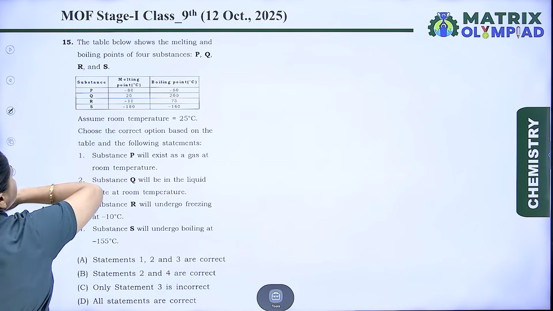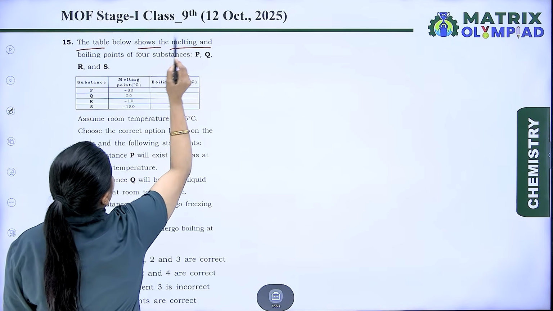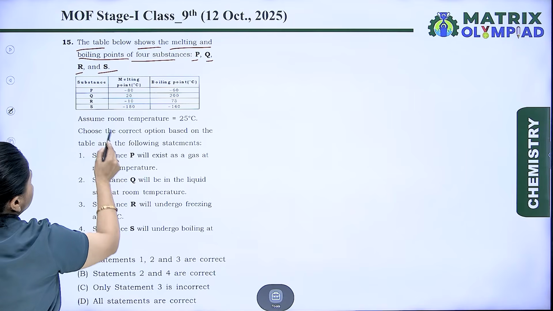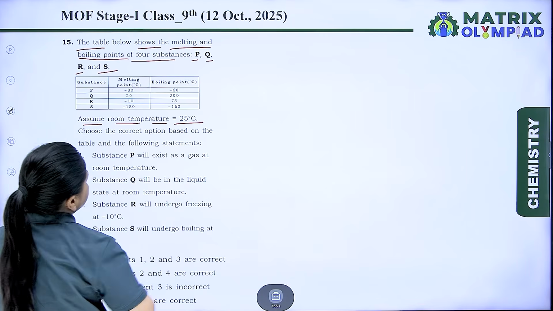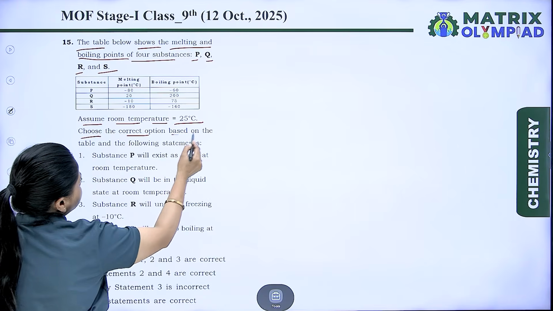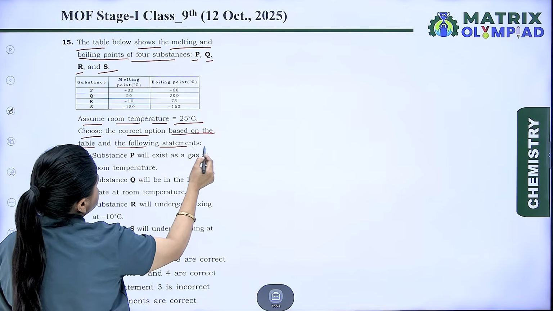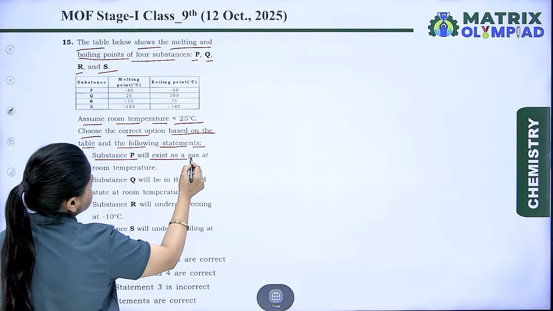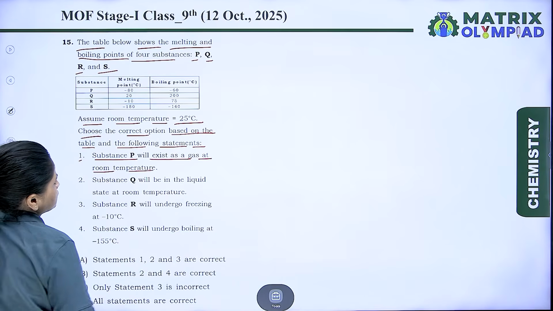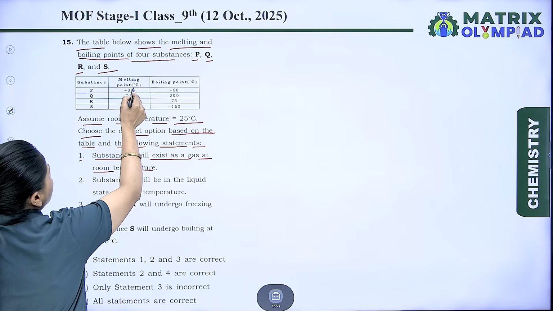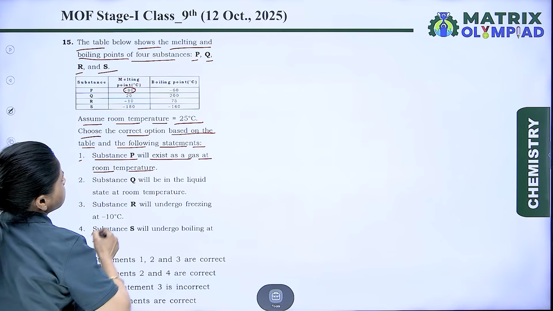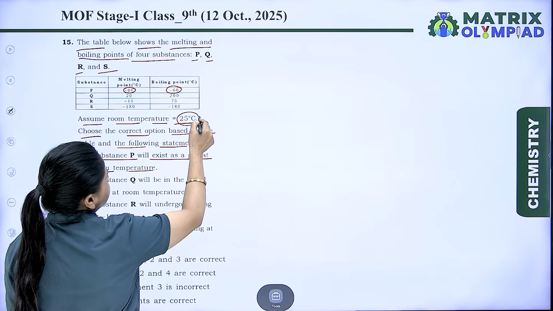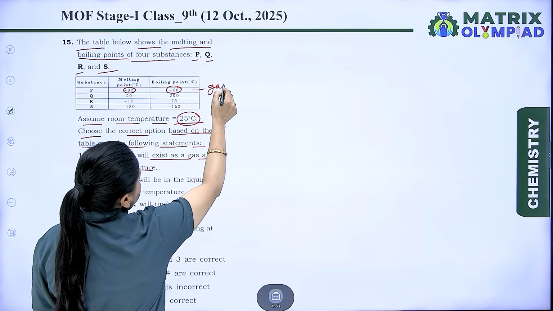Now, next question. The table below shows the melting and boiling point of four substances P, Q, R and S. Assume room temperature is 25 degrees Celsius. Choose the correct option based on the table and the following statements. Let's check the statements. First, substance P will exist as a gas at room temperature. As in the table, the melting point of P is minus 80 degrees Celsius and boiling point is minus 60 degrees Celsius. So, P at 25 degrees Celsius remains in gaseous form.